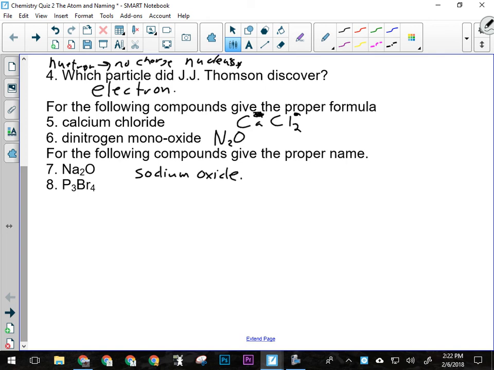And for number 8, I've got phosphorus and bromine. They're both non-metals, so this is a molecular compound. We're going to have triphosphorus tetrabromide.